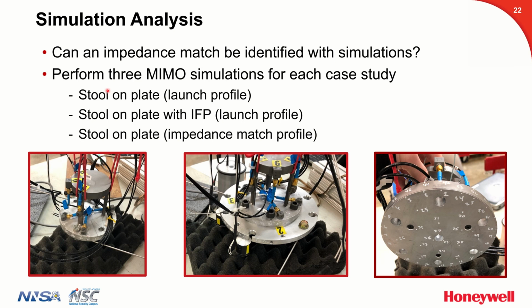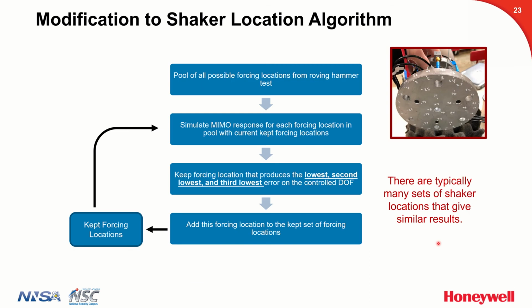Just quickly, I'll also mention that we've also looked at simulating all of this. So we're using simulations to place the shakers. We asked, could you also use simulations to predict whether one of these tests will be more successful than another? So we used modal test data, measured FRFs from 3 setups, the ones you've already talked about, with just the stool on the plate, with the interface plate, and then that perfect impedance match case. And we performed simulations to see how well we would do.